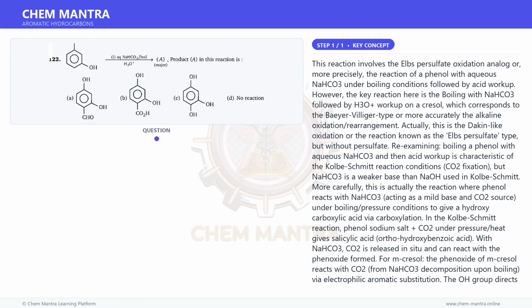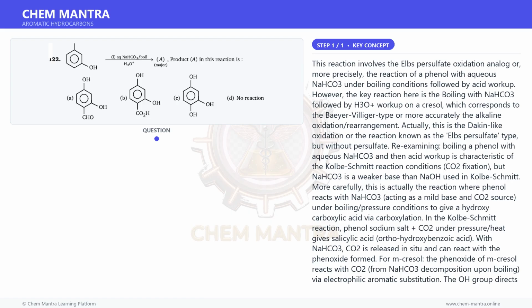2-hydroxy-4-methylbenzoic acid. But the answer is option B, which shows a dihydroxycarboxylic acid. Re-examining the starting material, the structure shown has a benzene ring with CH3 at top and OH at the lower right, suggesting it could be 3-methylphenol. The reaction with NiHCO3 boil then H3O+, this is actually the ELBS persulfate oxidation if persulfate were present, but here it resembles a hydroxylation. Upon boiling phenol with NiHCO3 solution, which can act as an oxidant in some contexts, or this may be a peroxide-free Dakin.